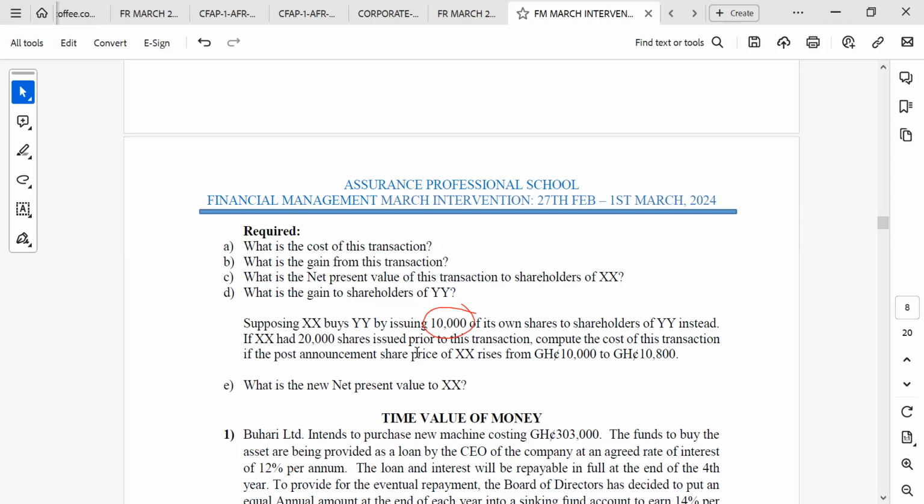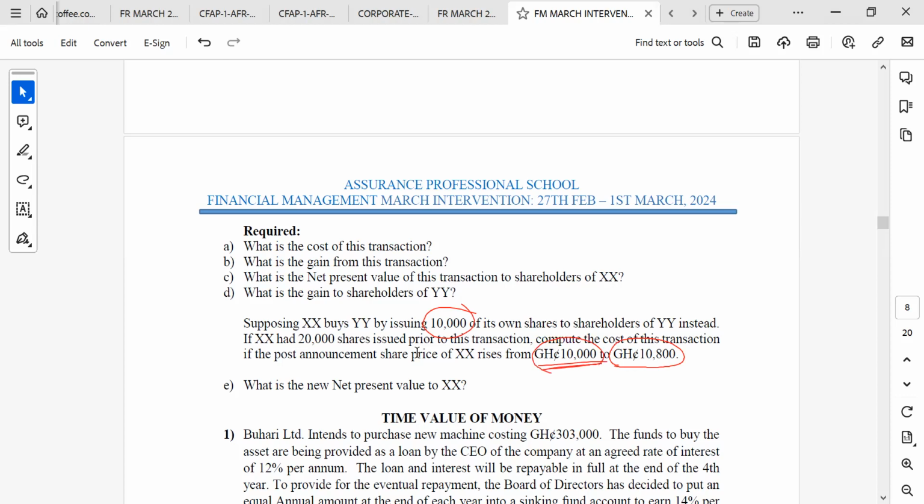At what price? What is the post-announcement price? So for me, 1 cedi. Are you sure? It was first 10,000. They say the 10,000 post-announcement shares. The share price rises from what? 10,000 to 10,800. Okay, I was calculating like 1 for 1.